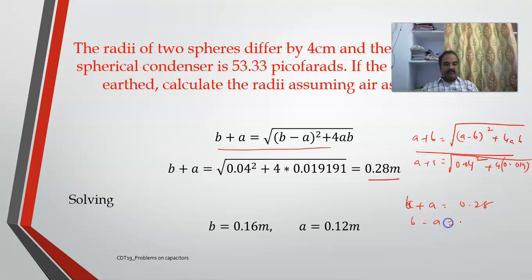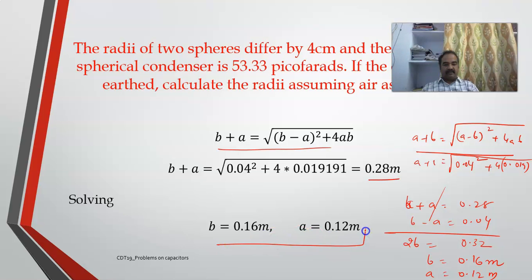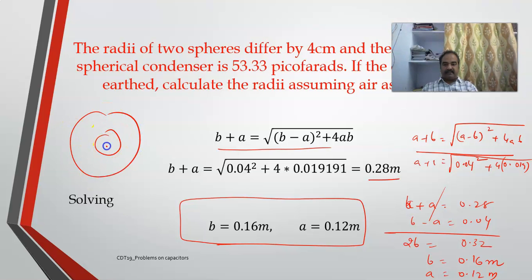Now I have A plus B equal to 0.28, and B minus A is equal to 0.04. If I add, I will get 2B is equal to 0.32. So B is equal to 0.16 meter. So automatically A is equal to 0.12 meters. So this is the way how to determine the radii. So now my spherical capacitor inner radius is 12 centimeter, outer radius is 16 centimeter.